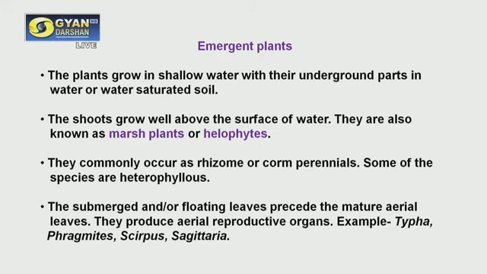They have rhizome or corm, that is, they are perennials, and we are talking of the type of stem, that is rhizome or corm. Some of the species are heterophyllous. The submerged and the floating leaves precede the mature aerial leaves. They produce aerial reproductive organs. So the reproductive organs are totally aerial. That means they have no connection with the water. They are totally present above the water surface. Typha, Phragmites, Scirpus, Sagittaria. These kinds of plants are called emergent species.